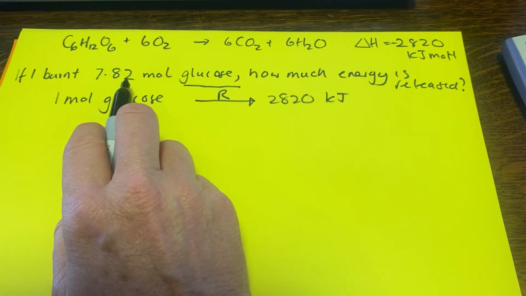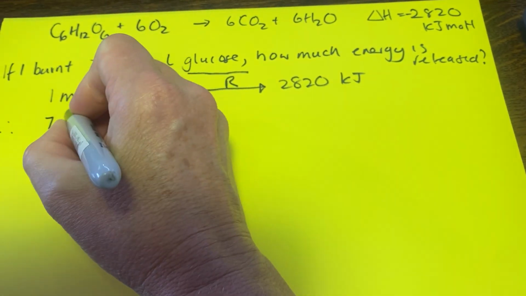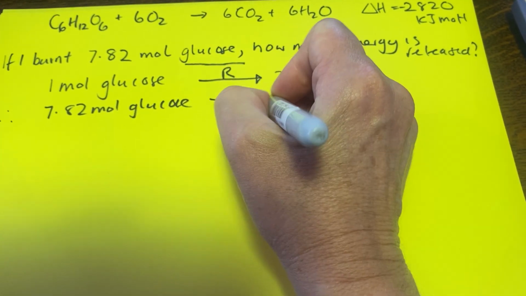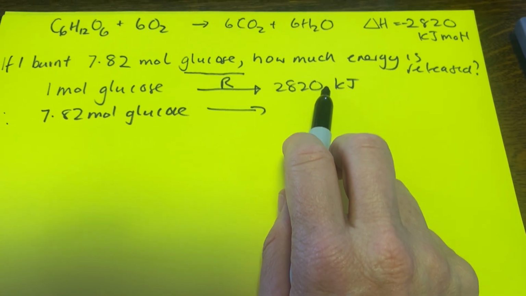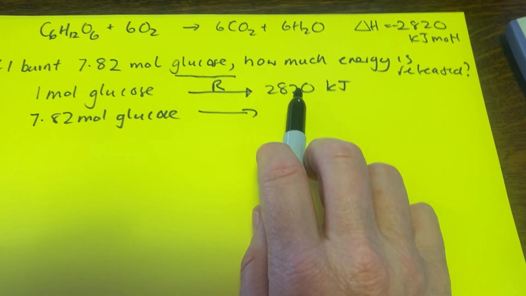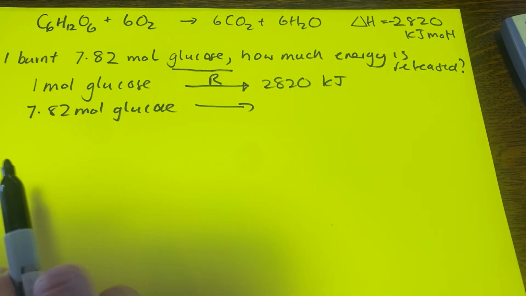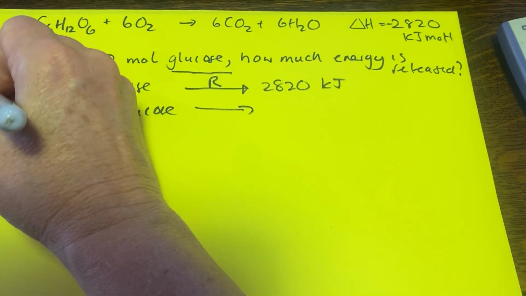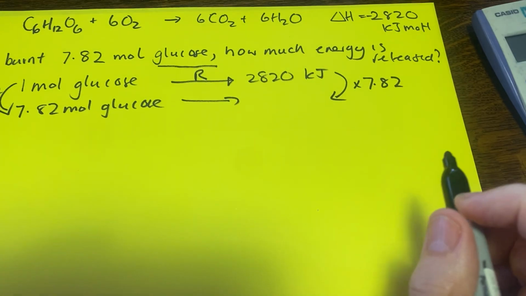So I've got 7.82 moles of glucose, and I have to keep this ratio the same. So if it's 1 to 2,820. Remember in the last video we said if I burnt 10 moles of glucose, I'd have to release 10 times more kilojoules of energy. So this is 7.82 moles, so it's 7.82 times more. So I need to multiply the kilojoules by 7.82 to keep that ratio constant.